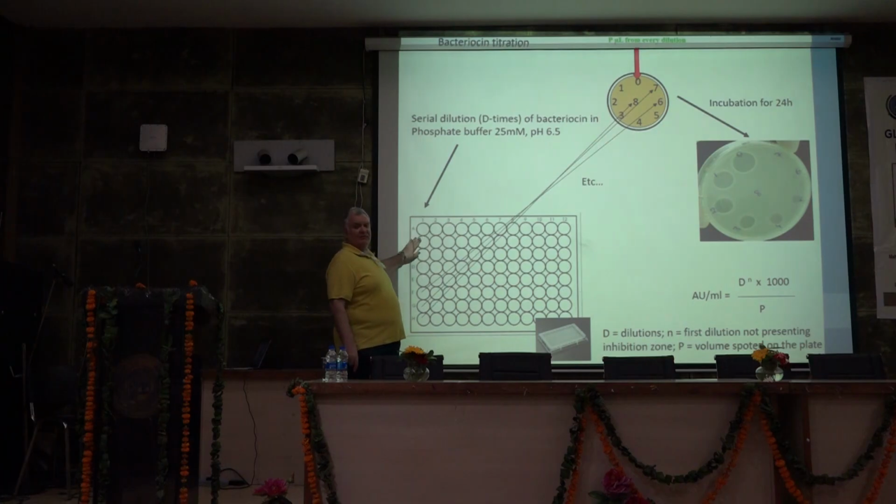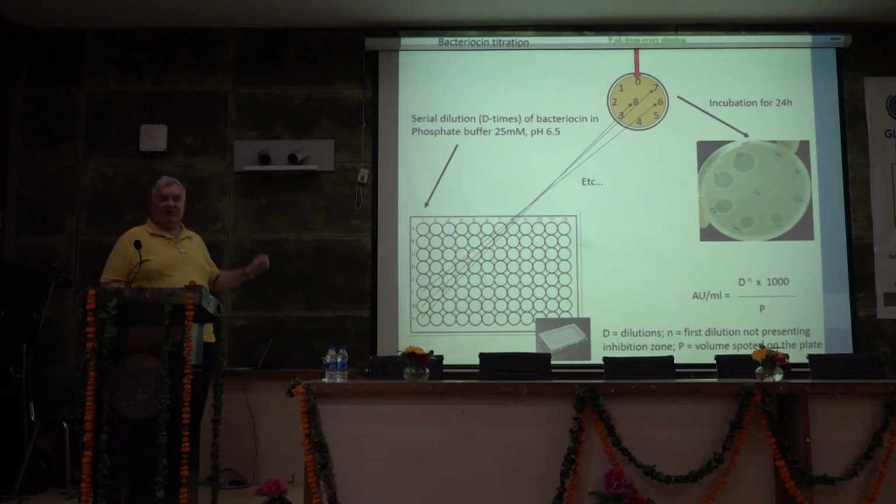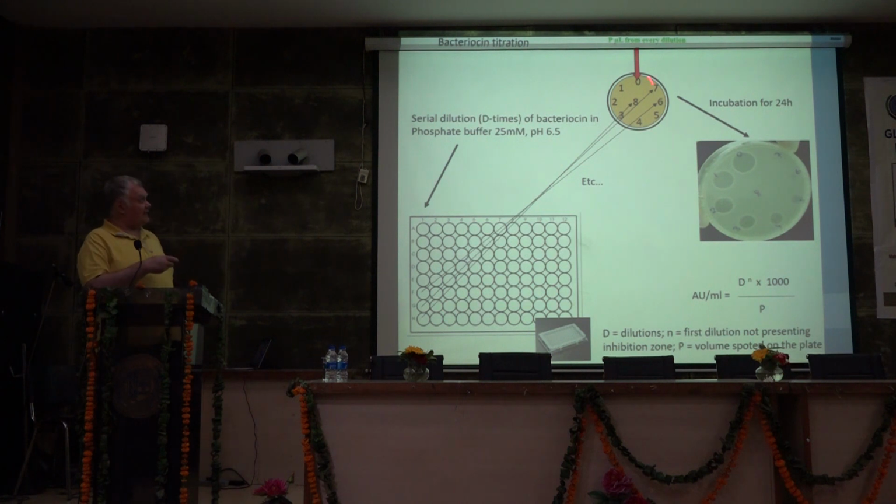Let's say you can put 100 microliters in all of them. Then you take your bacteriocin, your supernatant, and you put the same volume. If you put 100 microliters, you take 100 microliters of cell-free supernatant, mix, pass 100 here, mix, pass to the next, mix, pass to the next. So you're doing 2-time serial dilutions, and then from each dilution you will spot on the plate, and then you can observe.